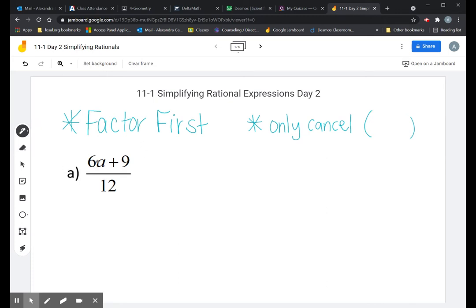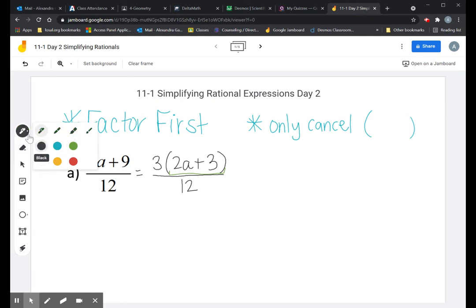So factor first means I look at my numerator. In that numerator, I'm thinking I can take out a GCF of 3. So I'm left with 2a plus 3 in the parentheses. So factoring has not gone away. And then it's over 12. So since I don't have anything that's exactly the same in the parentheses on the top and the bottom, the 2a plus 3 is going to stay. And what I'm going to look to cancel is the 3 and the 12. So both of those can factor out a 3. So I get a 1 on top and a 4 on the bottom.